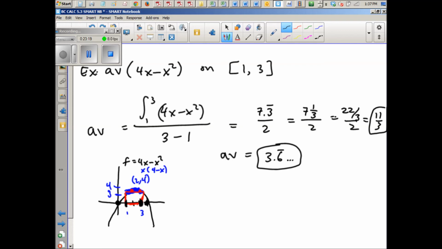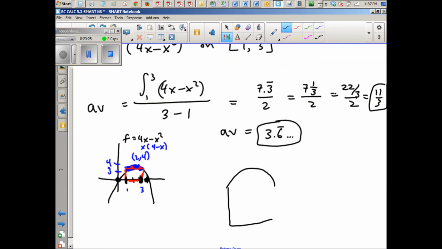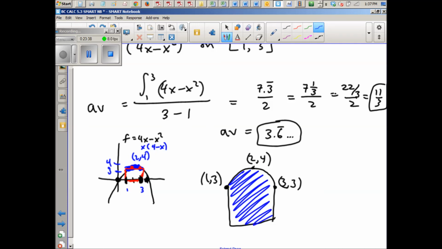So I'm going to draw just a quick sketch of this, a little bit improved sketch. The crown of this parabola looks like that. The average, this is the point 1, 3, this is the point 2, 4, and this is the point 3, 3, okay? And the area here matches the area of this rectangle.